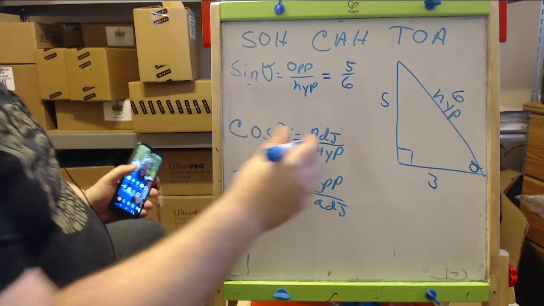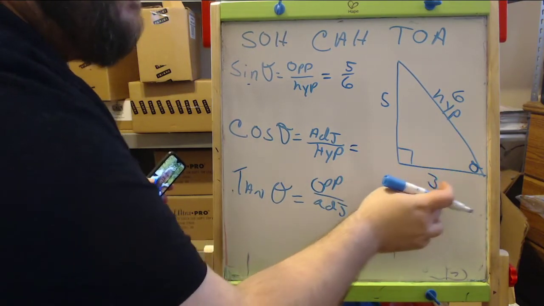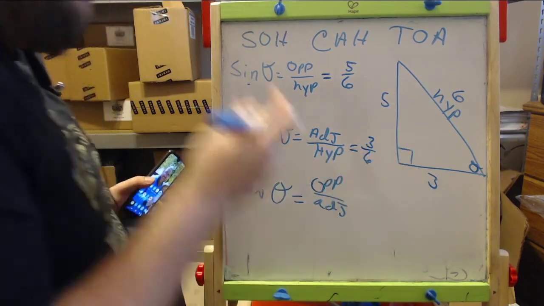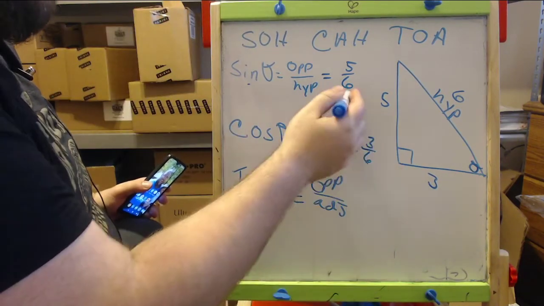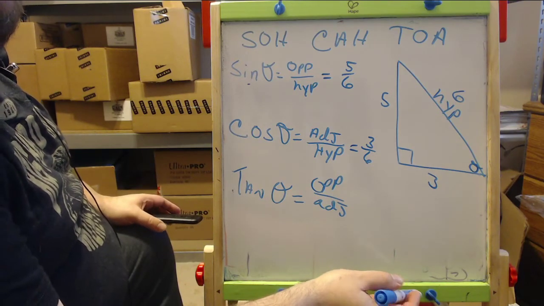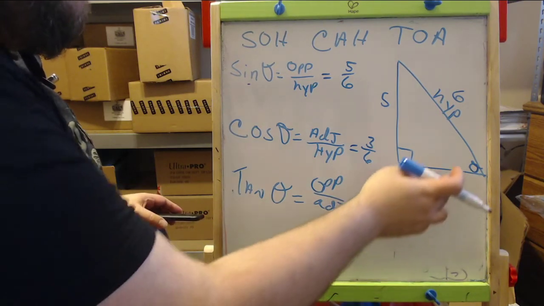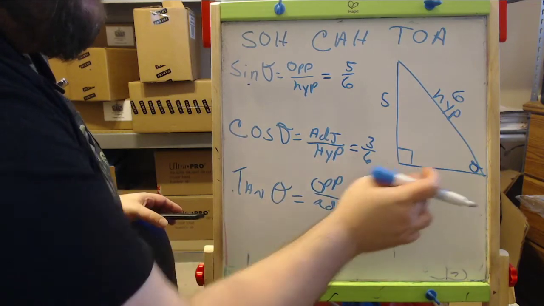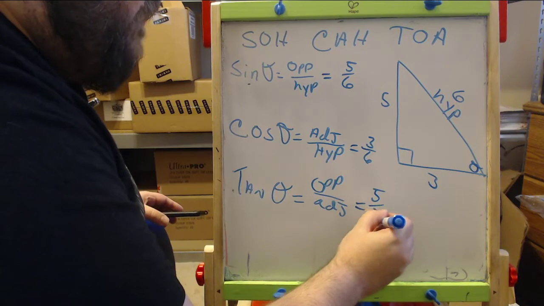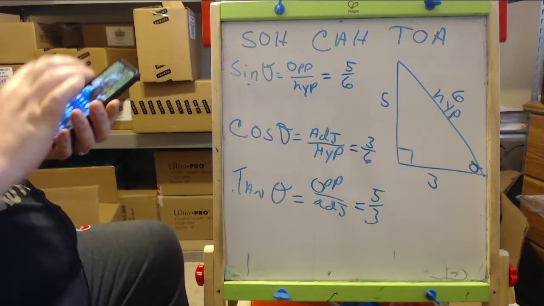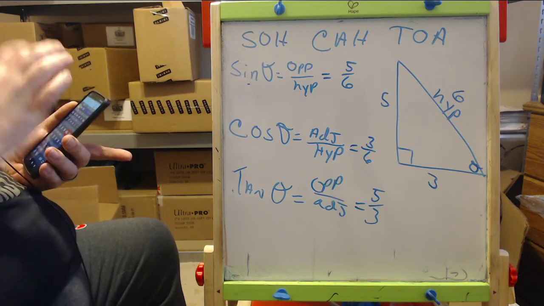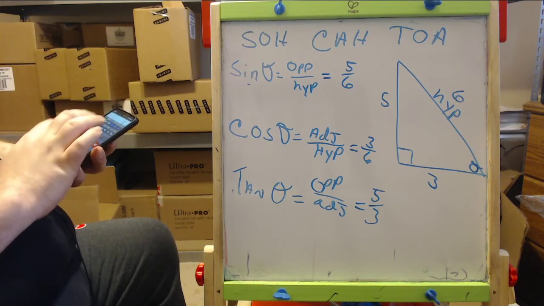Cosine is adjacent over hypotenuse, the side that's closest to the angle, 3 over 6. Or tangent is opposite over adjacent, TOA, 5 over 3. Now if we do the math here, again, I made these numbers up, so they might not work out exactly right.